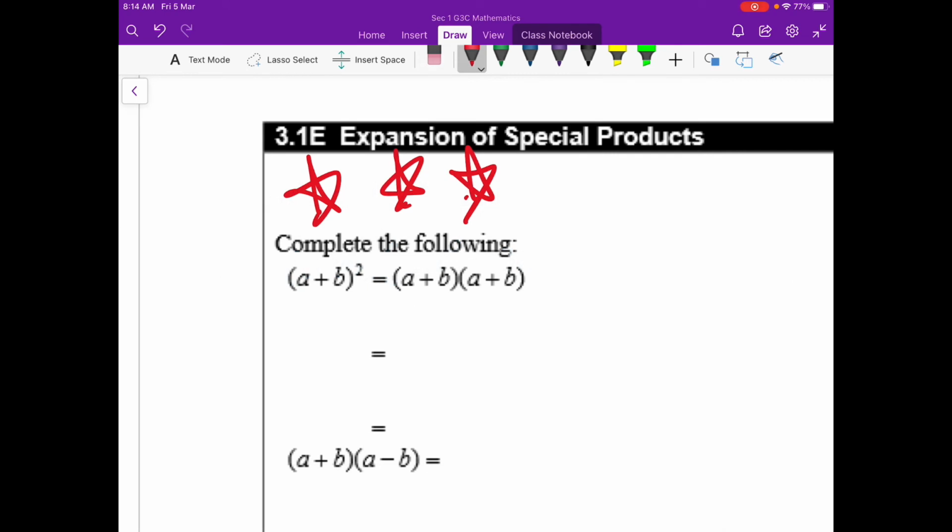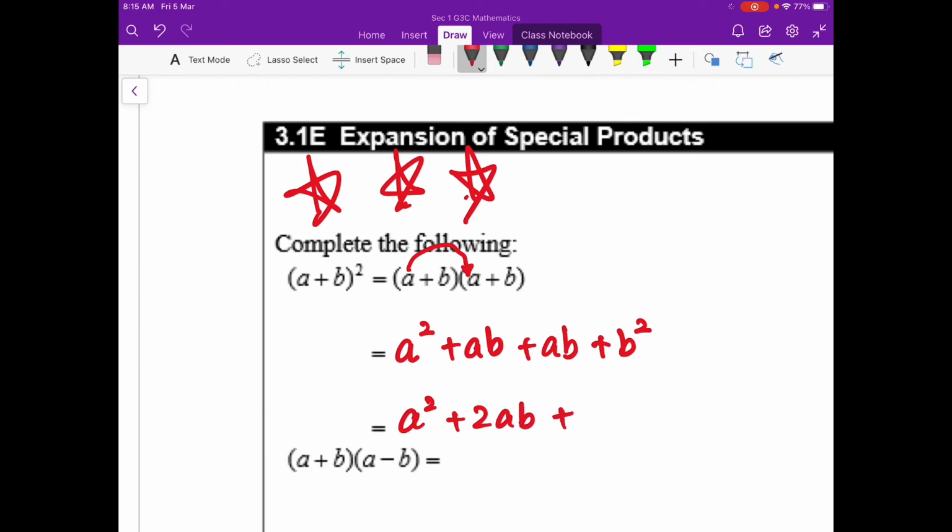And so we are able to apply our expansion for quadratics. A times a, we get a squared. A times b, plus ab. Then b times a, plus ba, which is the same as ab. ab again. Then b times b, we get another b squared. So this is the same as a squared plus 2ab plus b squared.